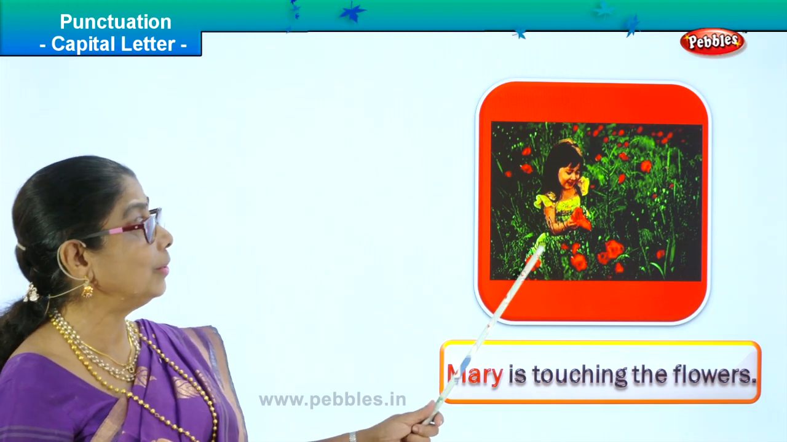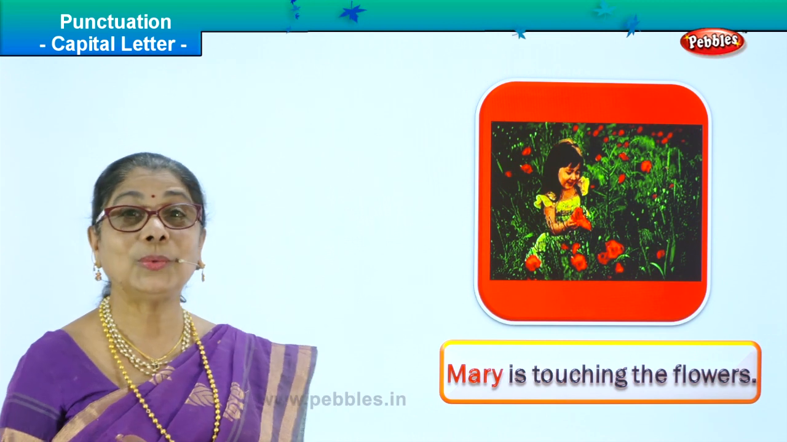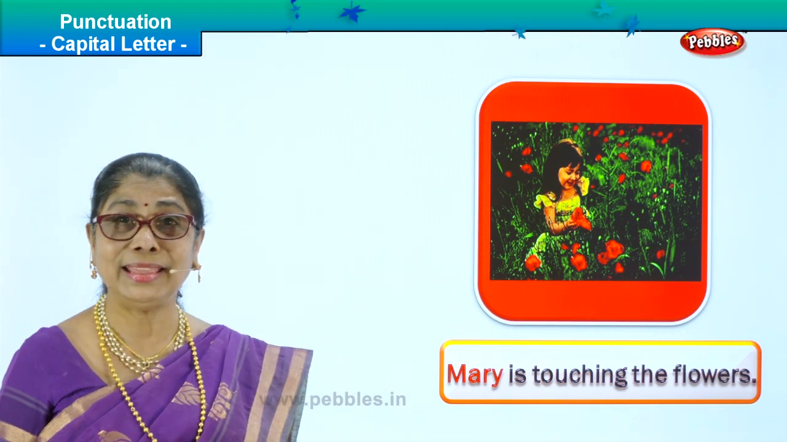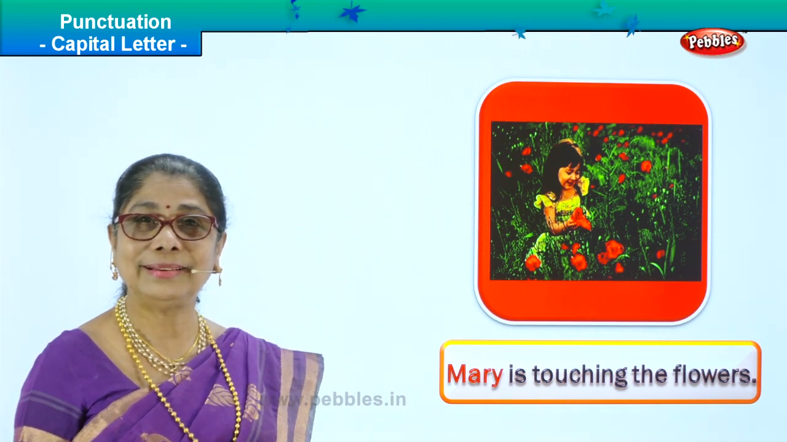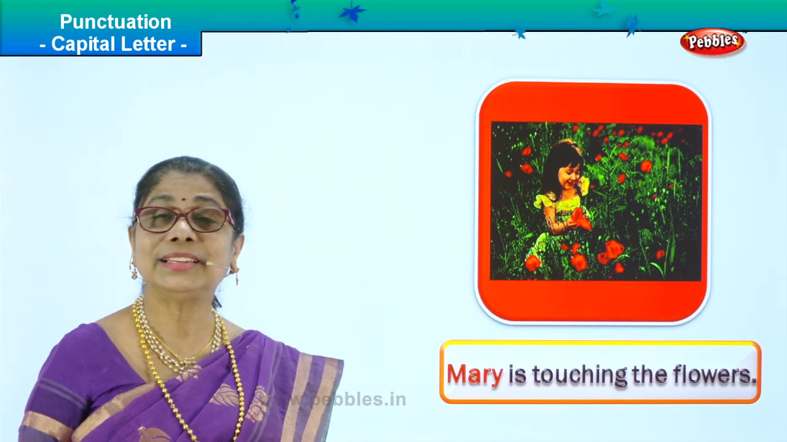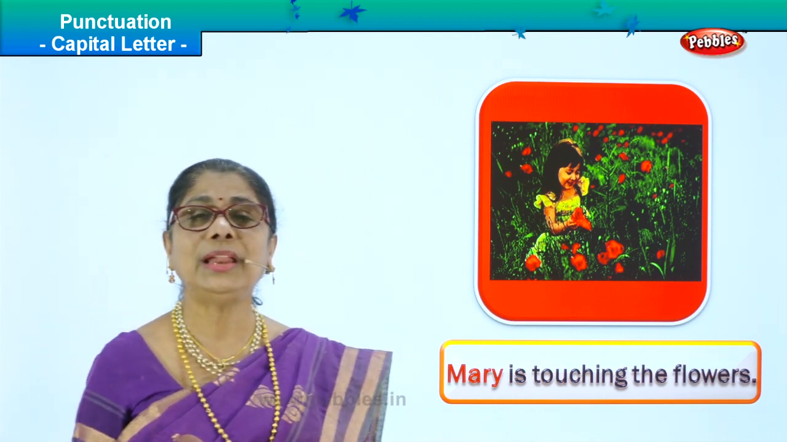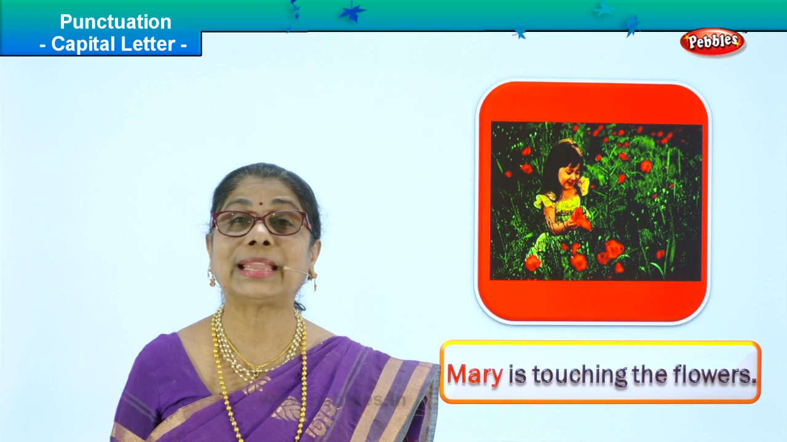Yes? Look. Who's touching the flowers and enjoying? What's her name? Mary. Mary is the name of a girl. Mary is touching the flowers. She goes into the garden. She touches all the flowers. Mary is the name of a girl and her name begins with a capital letter.